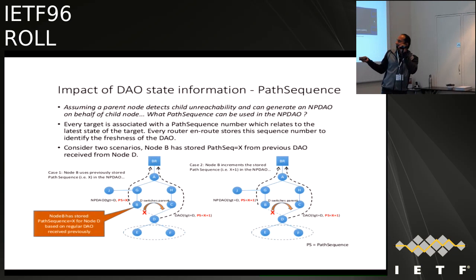In case it updates the path sequence number to X plus 1 and sends it above, then G and A will accept it, and the BR will also accept it. But then eventually when node D decides to send the DAO with the same path sequence number, because this path sequence number is not shared, then this DAO won't take effect on A and the border router, thus resulting in route downtime.